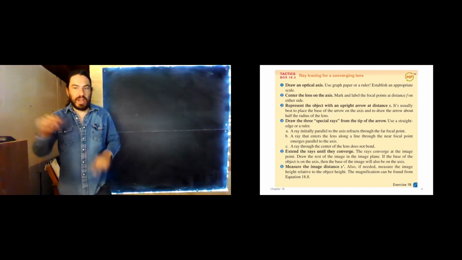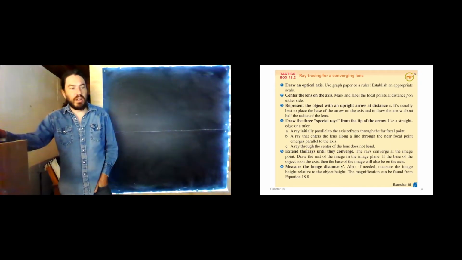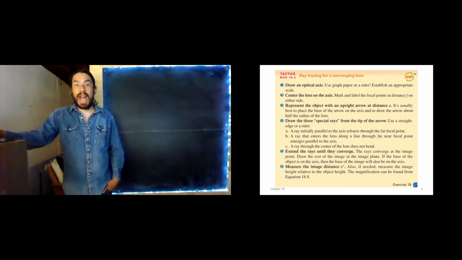But I think if we can see this pattern, it'll help us wrap our brains around it. Our 3 rays are slightly different for all of those situations, but they are all similar in that we have one that enters the lens parallel, one that emerges parallel, and one that goes through the center and does not bend. Now, we're going to find the place where the rays converge. That is the location of my image. Now we can measure distances or heights to calculate magnifications and answer whatever questions are asked.